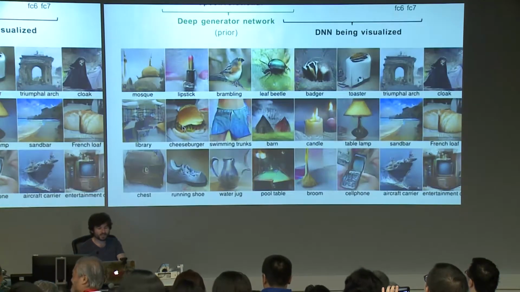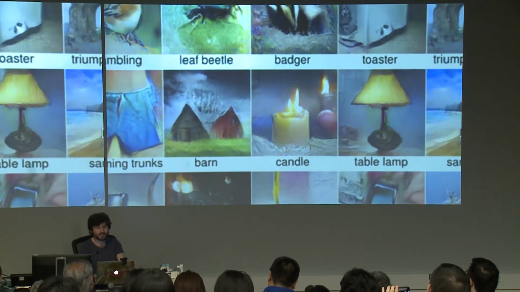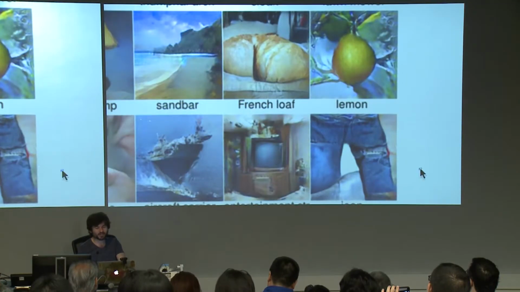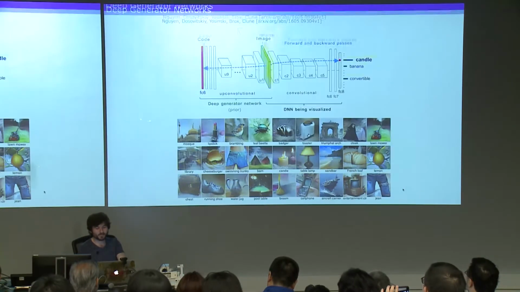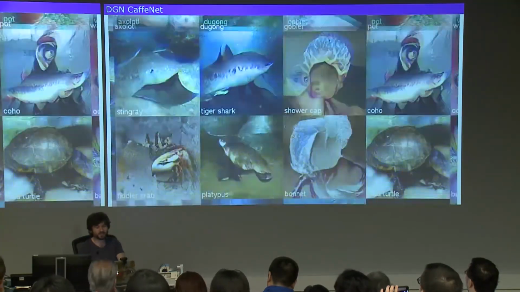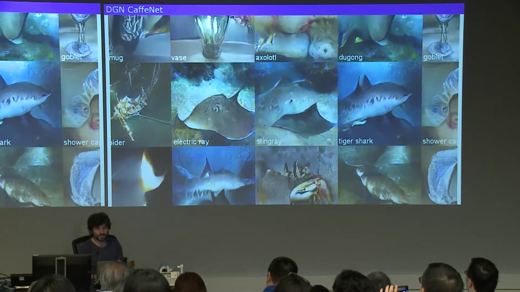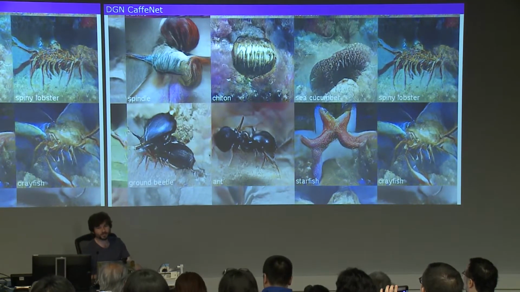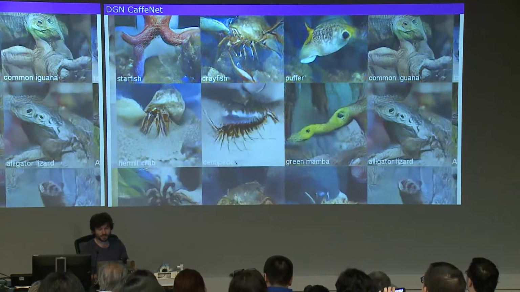So these are images of cheeseburgers and swimming trunks and barns, leaf beetles, candles, table lamp, sandbar, French loaf, lemon. See how they're starting to look uncanny, right? Very realistic. Oh yeah, this is a visualization of all these classes: tiger sharks, electric rays, stingrays, hammerheads. This is all software that's online, by the way. You can use the software. I generated these with the software that they released. Starfish, crayfish, puffer.